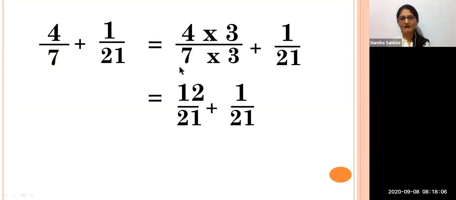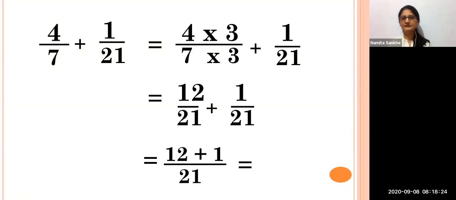Correct. Now we converted these unlike fractions into like fractions. We created a common denominator. Very good. Now the next step is you just have to add the numerators. 12 plus 1 upon 21. What is the answer? 13 upon 21. Very good. 13 upon 21. Good job. Yes. 13 upon 21.